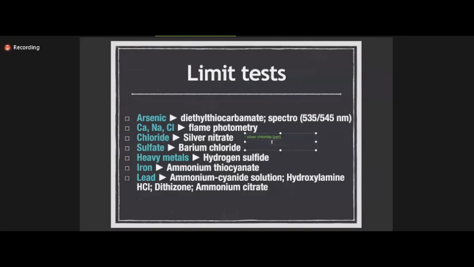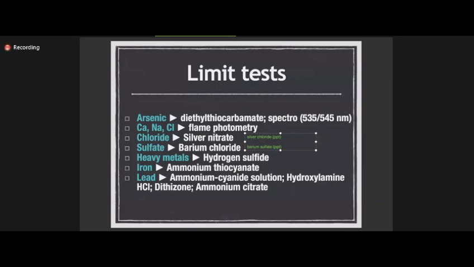Same goes for sulfates. For sulfates, we test it with barium chloride. Barium chloride will react with sulfate to produce barium sulfate, which is also a precipitate. So if something precipitates, meaning sulfate is present. More precipitate, more sulfate. So somehow the precipitation confirms the presence or the amount of impurities present.